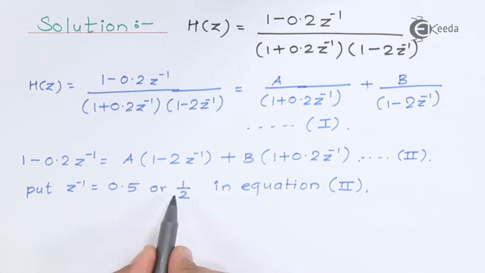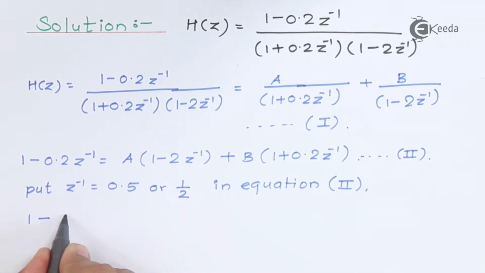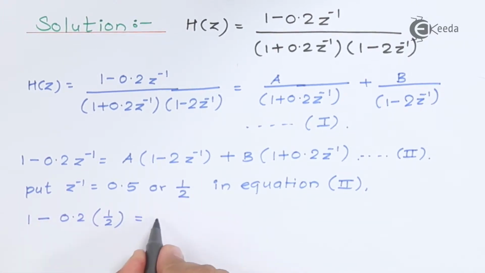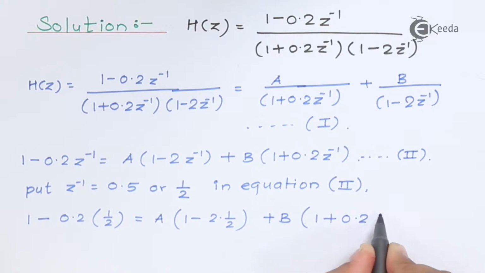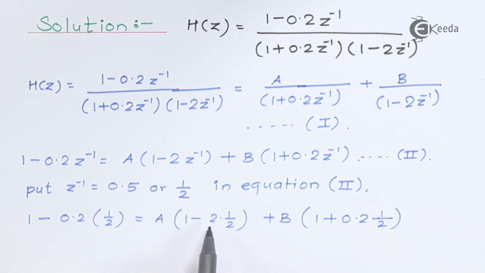Now what is the next step? Just substitute this value in the whole equation. Look here, these 2 and these 2 will get cancelled, so we have 1, and 1 minus 1 is 0, so A will be removed from this equation. Now 0.2 divided by 2 is 0.1, and 1 plus 0.1 is 1.1, so we get 1.1 B. Similarly, these 2 and 2 will get cancelled, so we have 0.1 over here, and 1 minus 0.1 is 0.9.